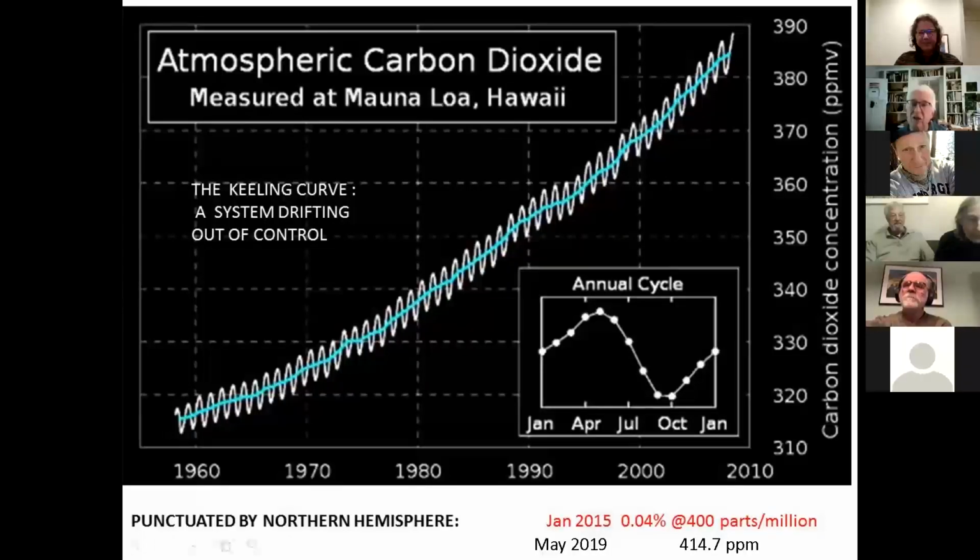Since I have this chart up, I'll just point out that in 2015, we were at about 400 parts per million. Last May, we were 414.7 parts per million. I've heard reports that, you probably did too, that last year was the hottest on record. So I'm assuming the CO2 was higher even than that. So if we were together in a room talking about this, I'd play with it a bit, but I want to move on because we have lots to talk about.